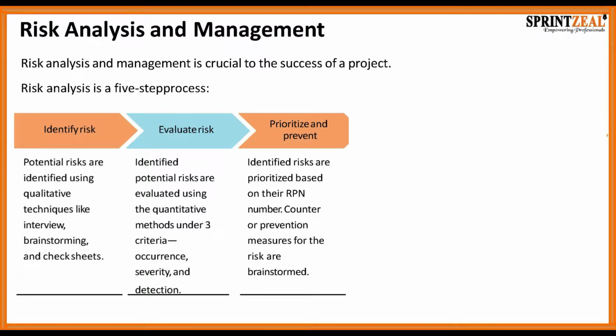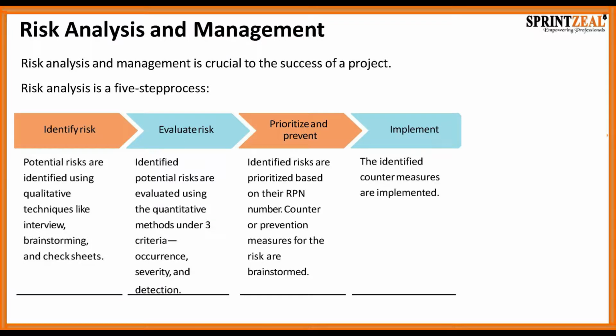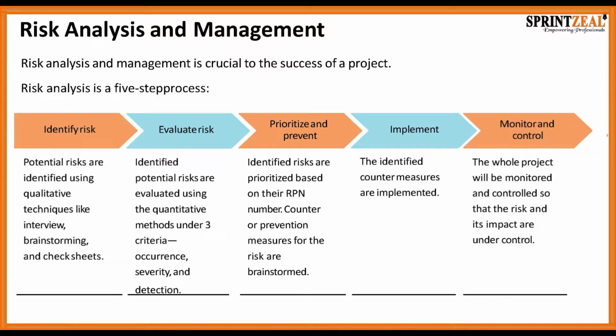Now, those identified risks are prioritized based on their RPN number. Counter or preventative measures for those risks are then brainstormed. Then we're going to implement that, and the identified countermeasures are then implemented. And then finally, we're going to monitor and control. The whole project will be monitored and controlled so that the risk and the impact are under control.